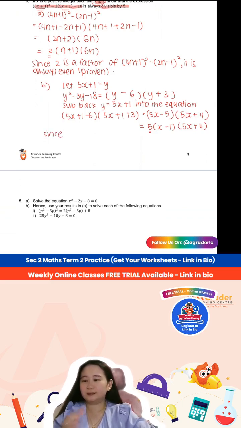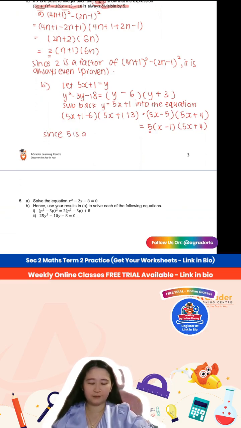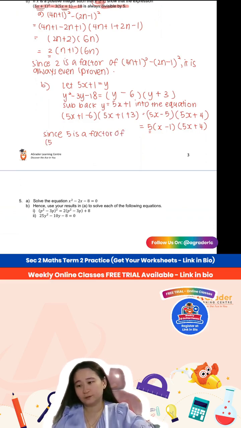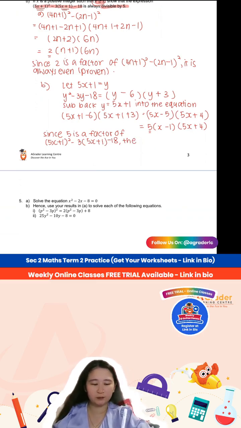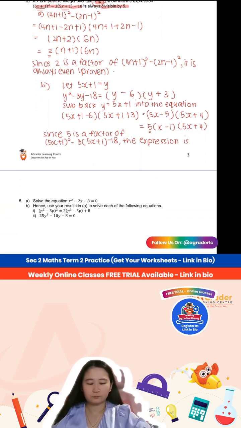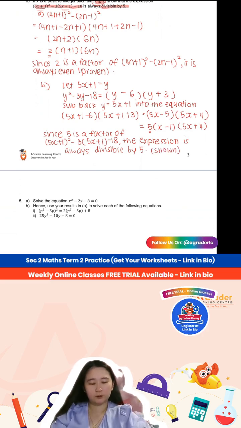So since 5 is a factor of 5x plus 1 squared minus 3, 5x plus 1 minus 18, the expression is always divisible by 5. Okay, shown.